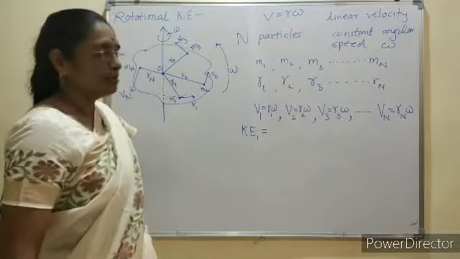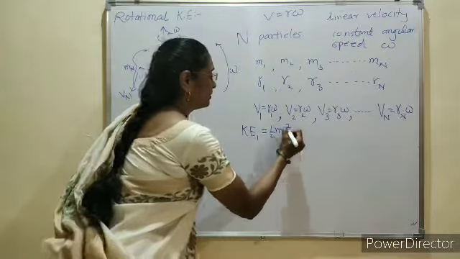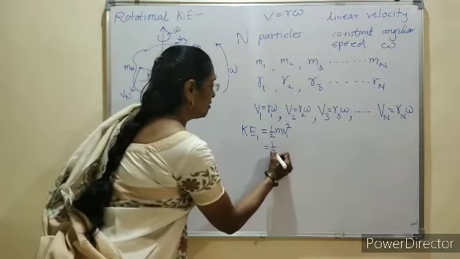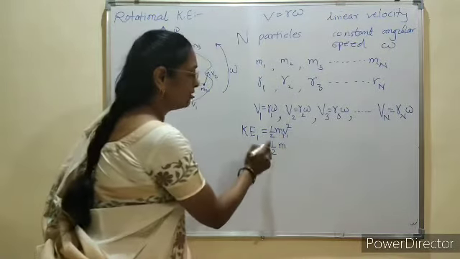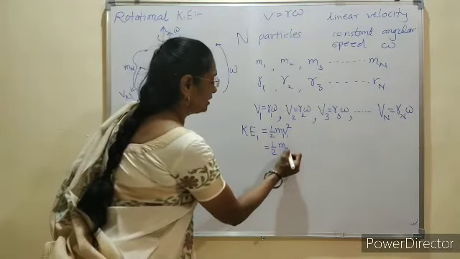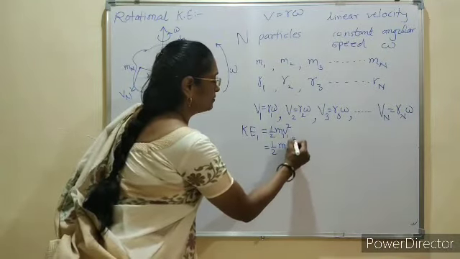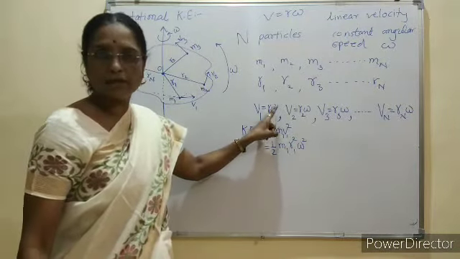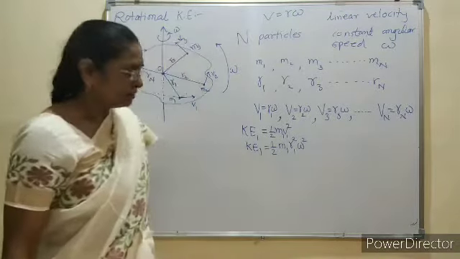Now kinetic energy can be written as half m v1 square. This is the kinetic energy for the first particle. Here for the first particle the mass is m1. We write half m1 v1 square. So we get half m1 into r1 square omega square, substituting v1 as r1 omega. So this is the kinetic energy of the first particle.